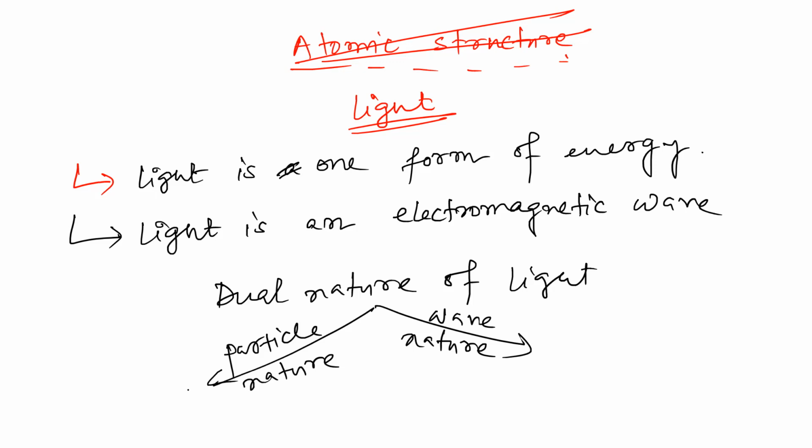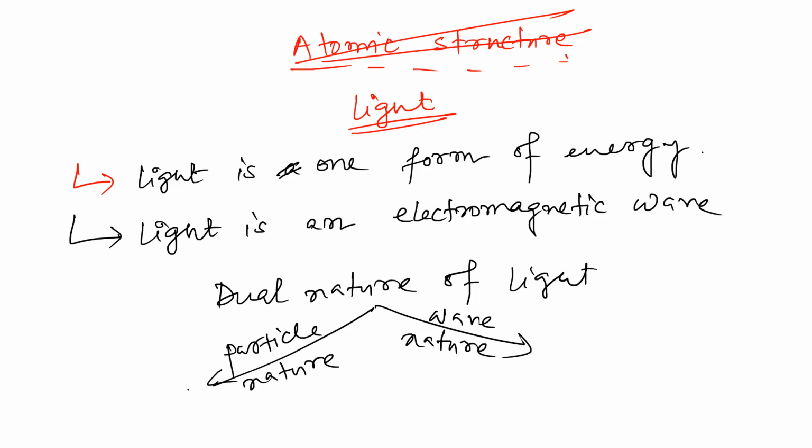Okay, thank you. Now, there are two groups of scientists who were researching the properties of light. Some scientists said that light has the particle nature. Other scientists said that light has the wave nature. Right? So there was a conflict. Finally it was proved that light has a dual nature, that means the particle nature as well as the wave nature.